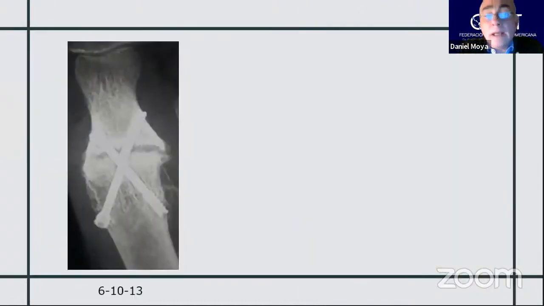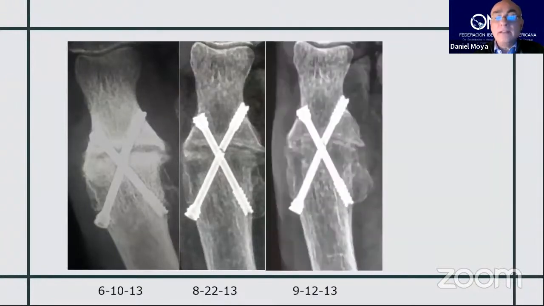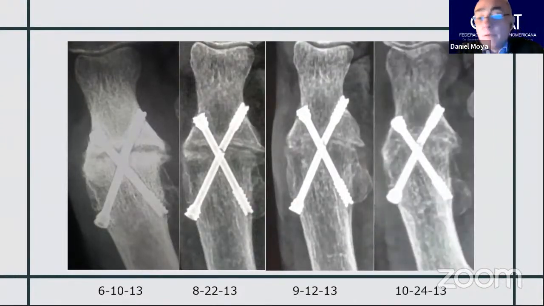So this is the way I received the patient, June again. 2 months later, after 3 sessions, we can see that there are some changes. This is 3 months later, and we see that there is a progression in the healing. And finally, 4 months, you can see that the area of non-union has disappeared.